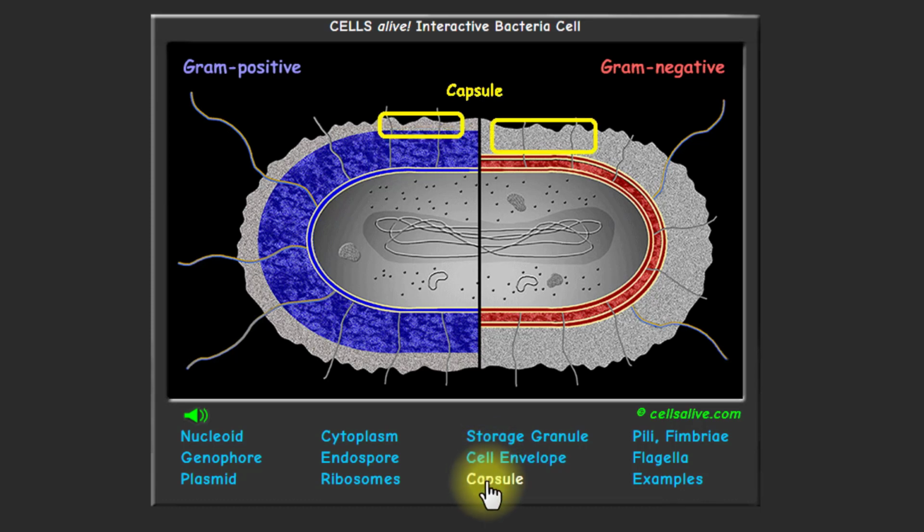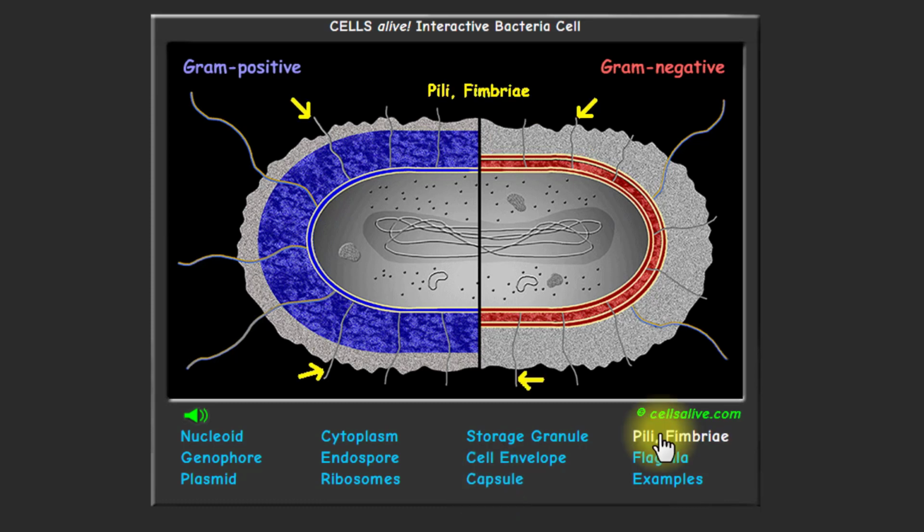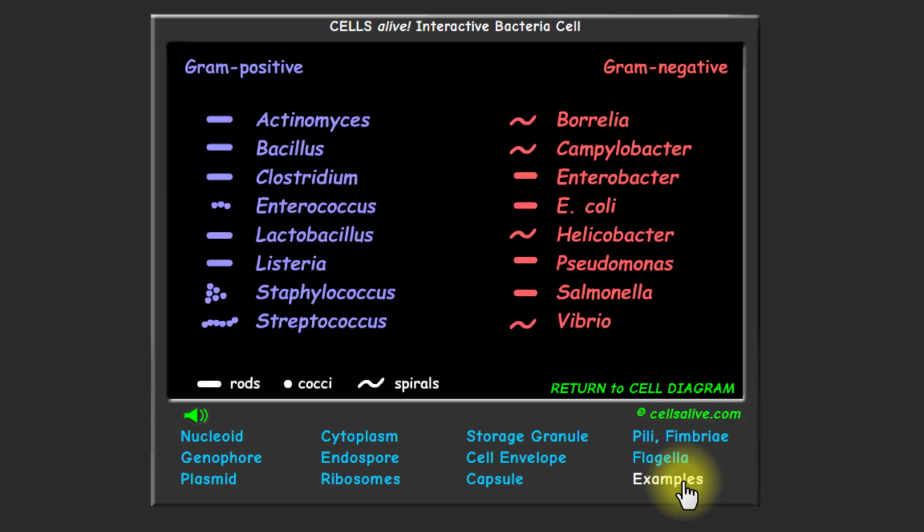On the outer edge of the cell envelope, we have the capsule, which also appears differently in gram-positive versus gram-negative bacteria. The smaller projections coming out of the bacteria are called pili or fimbria. The larger projections are flagella. If you click on examples, you will see examples of different gram-positive and gram-negative bacteria.